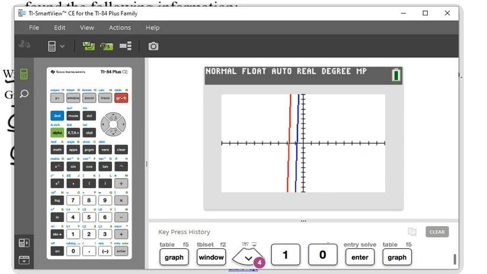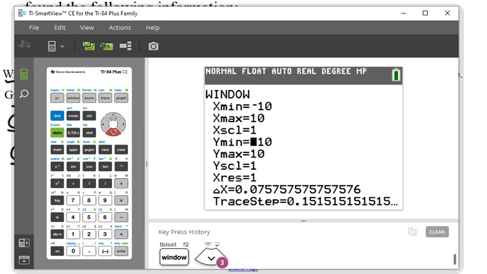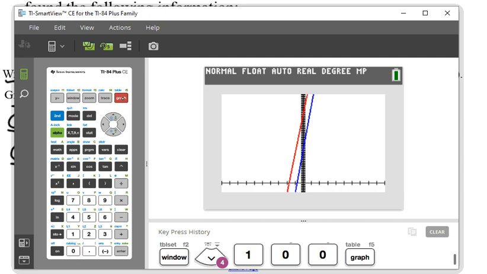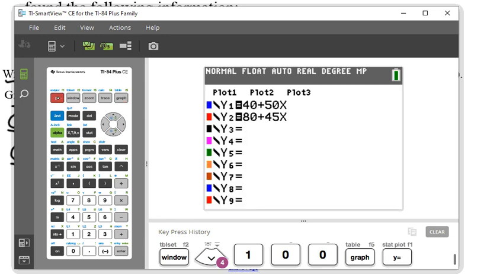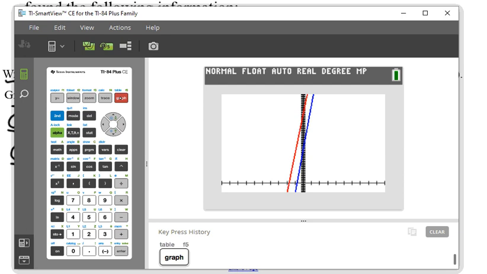Let's go to... that didn't work. Sorry, window y max up to 100 is where I want to go. So we still don't have the point of intersection. I think I messed up somewhere here. No, 40 plus 50x and 80 plus 45x. So our graph, we still need to go way up. So we can see that we still have to go way up on this.